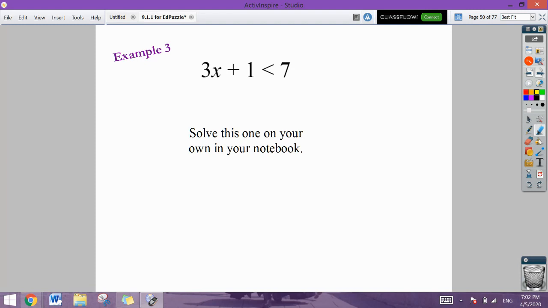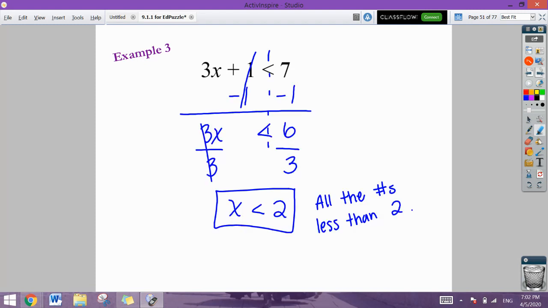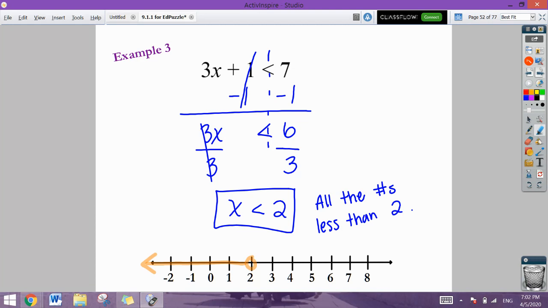Okay. Now, when I did it, I got all the numbers less than 2 are solutions. Did you get the same? All right. We're stepping the difficulty up one more level. Let's go.